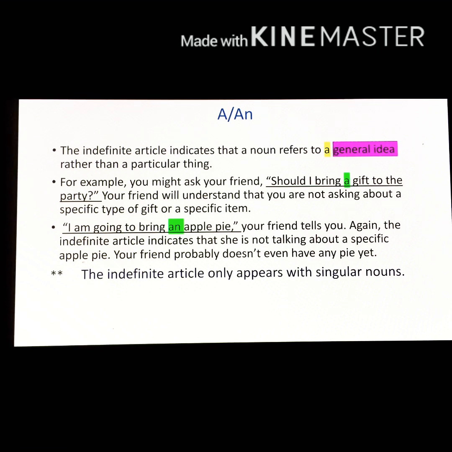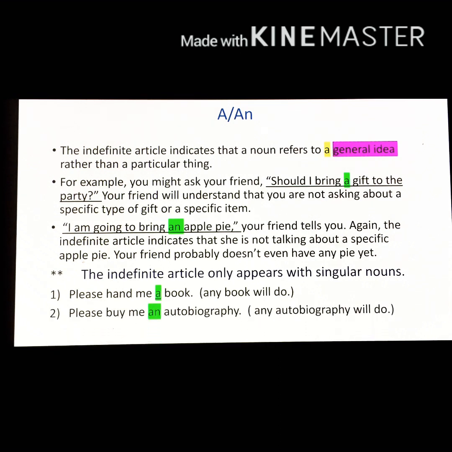So, the indefinite article only appears with singular nouns, not with plurals. Remember that. "Please hand me a book." That means any book will do. It's not any specific book. "Please buy me an autobiography." That means any kind of autobiography will do. No special autobiography is required here.